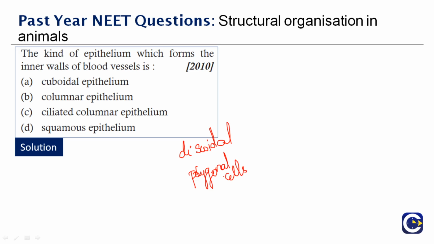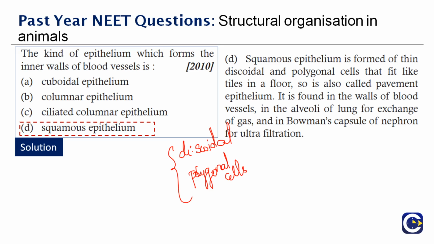It is found on the walls of the blood vessels and also in the alveoli of the lungs for exchange of gas, and sometimes also in Bowman's capsule of the nephron, which is used for ultrafiltration. So how can you remember squamous epithelium? It lines the blood vessels and is found in the form of discoidal or polygonal cells. These cells appear like the tiles of a house, arranged so perfectly. So sometimes they are also called pavement arrangement. The correct answer to this question is option D, squamous epithelium.